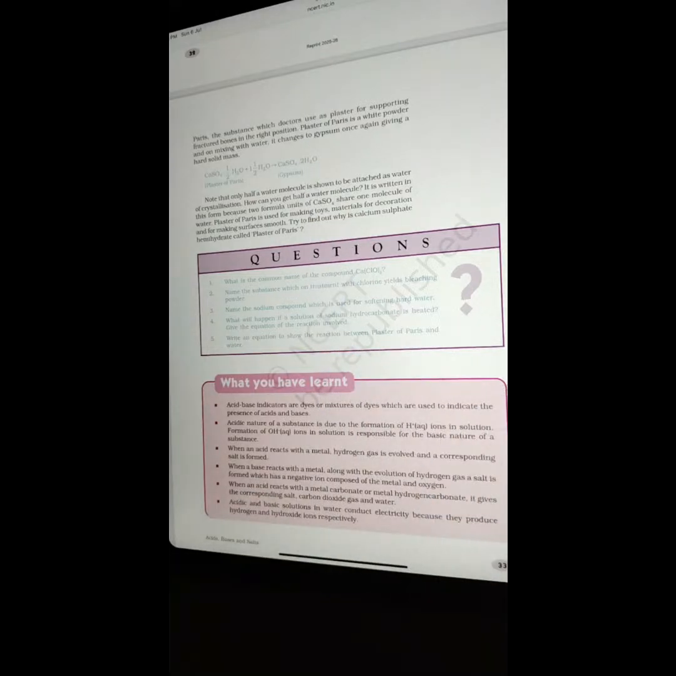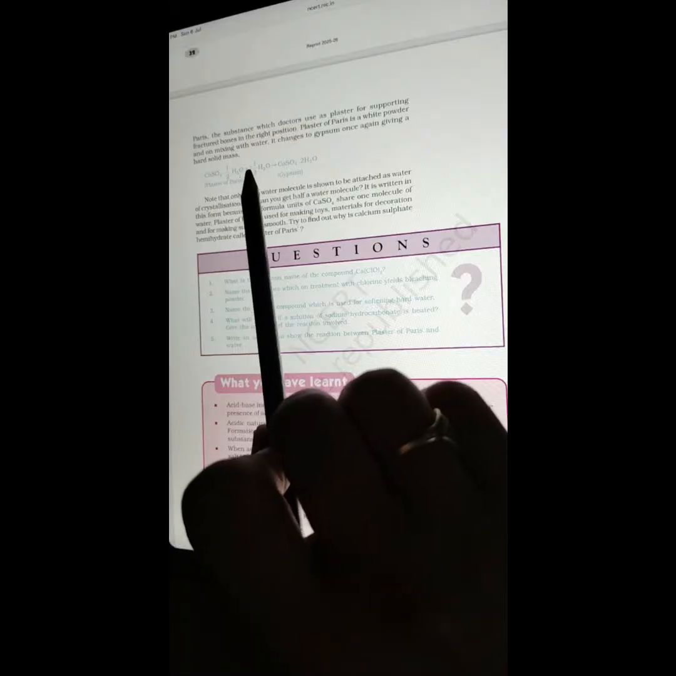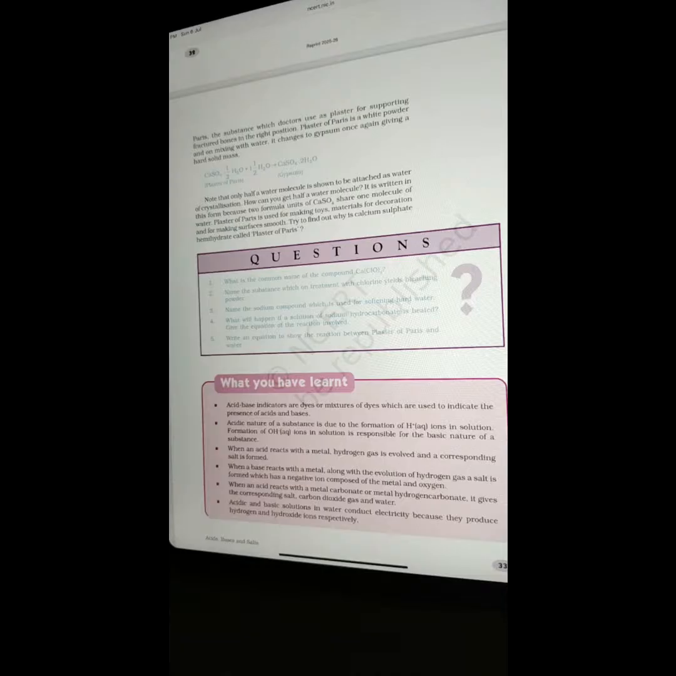Plaster of Paris is a white powder, and on mixing with water, it changes to gypsum once again, giving a hard solid mass. So whenever we add 1.5 molecules of water to POP, it is going to produce CaSO4.2H2O, which is gypsum. Note that only half a water molecule is shown to be attached as water of crystallization.